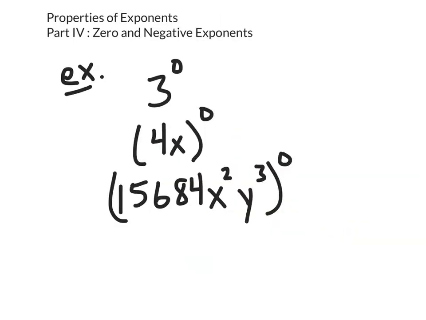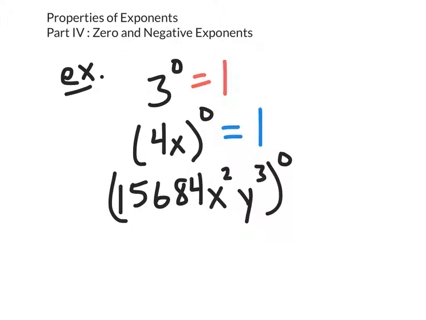Okay, so after we've understood this, I just want to go through 3 separate examples. Take a look at each one of these. On this first example, you'll notice that I have 3 to the 0 power. 3 to the 0 power is simply going to equal the number 1. In the second example, I have the quantity 4x all to the 0 power. Because that 0 power is being applied to everything inside those parentheses, that's also going to equal 1.